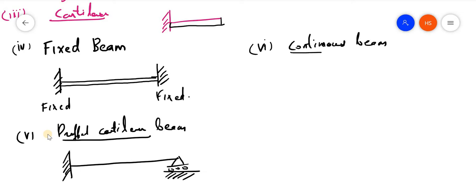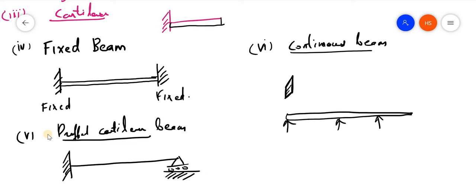Continuous beam. A continuous beam is a beam that has more than two supports. That is a continuous beam.